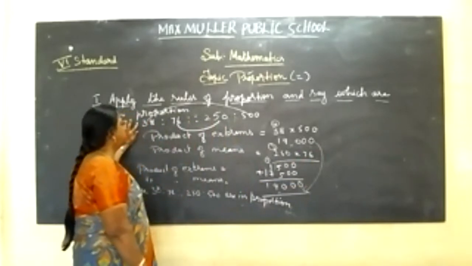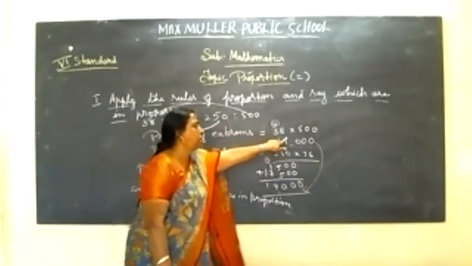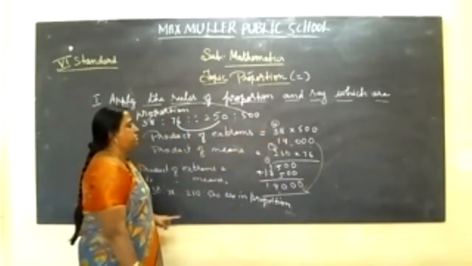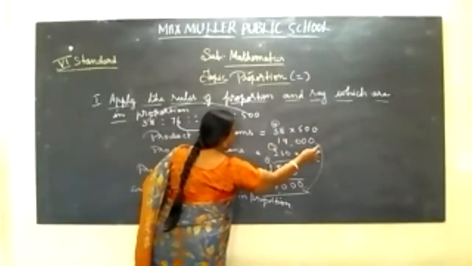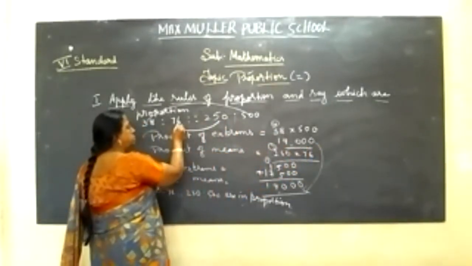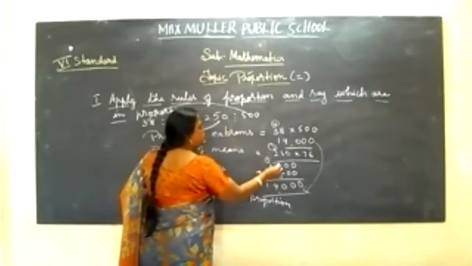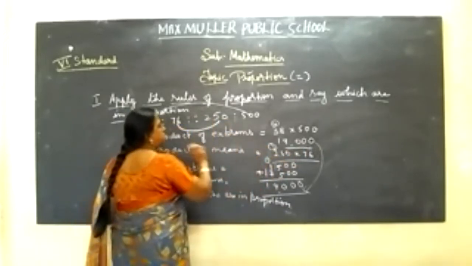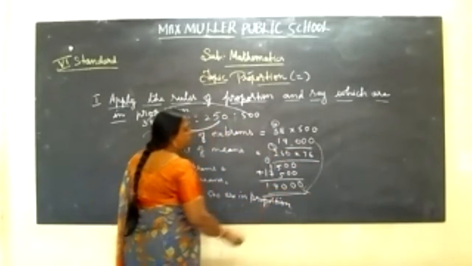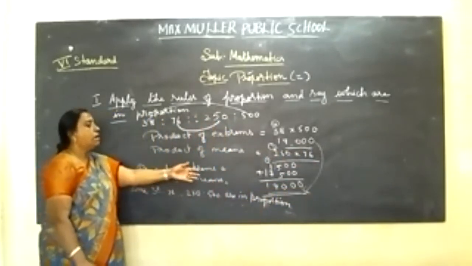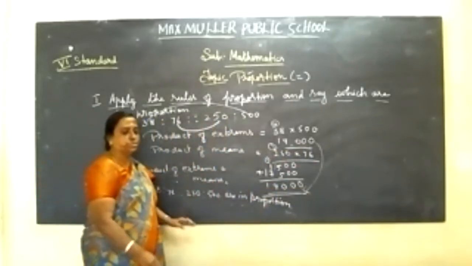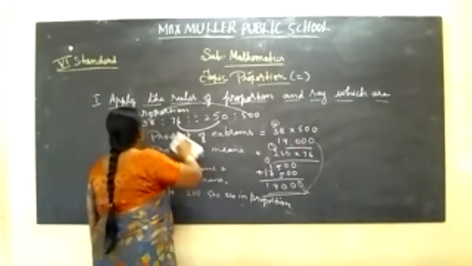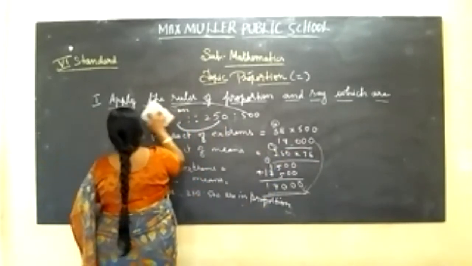So in this question, the first term is 38 and the last term is 500. The product is 19,000. Now the product of means, the second and third terms, 250 and 76, you will get 19,000. So the products are equal, so they are in proportion. Clear? Now third question, question number 3.